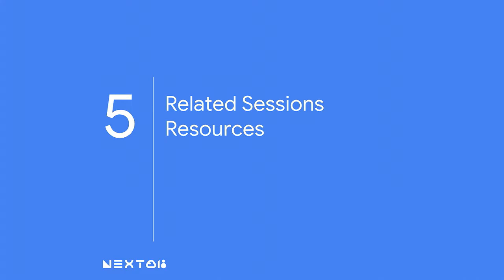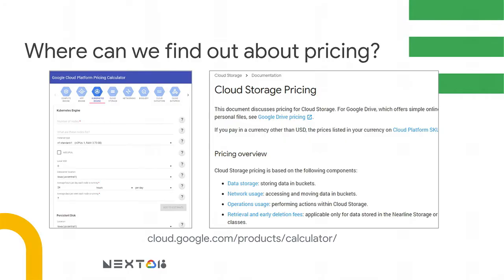All right, in terms of resources and related sessions, where can you find out about pricing? We have a pricing calculator on our webpage, cloud.google.com/product/calculator, where you can choose between the different products and size them, and then you get an estimated price of what you're going to pay.